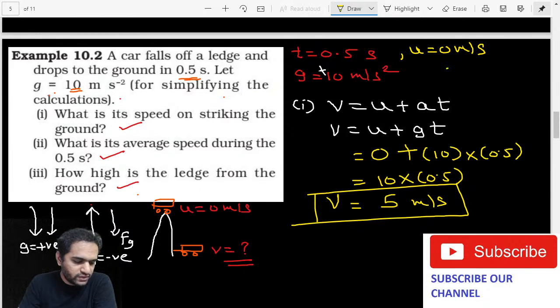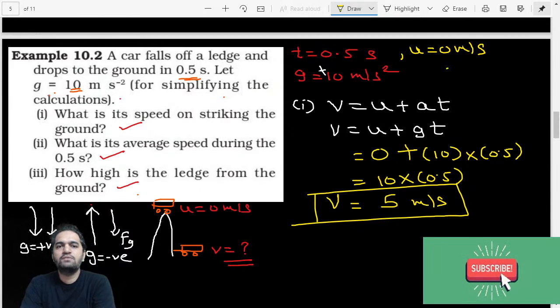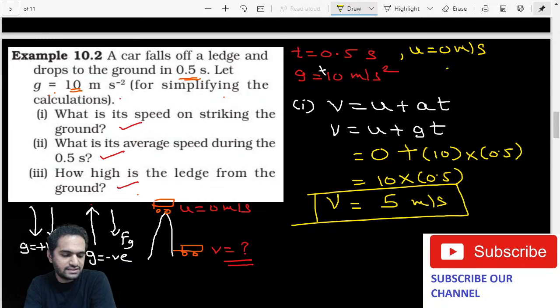Okay. Rohan, what are you saying? Rohan, the Menti quizzes will be starting soon in the upcoming week for class 10th.